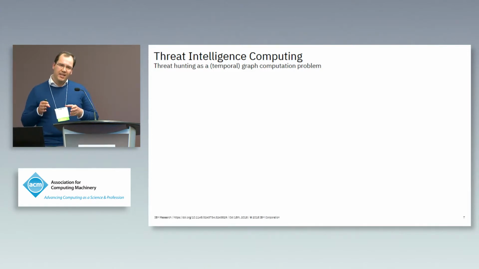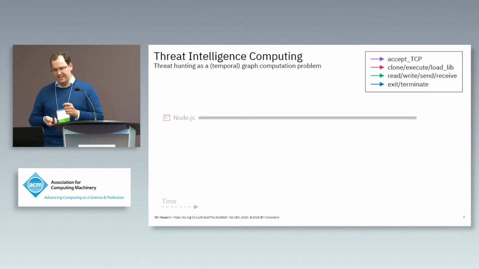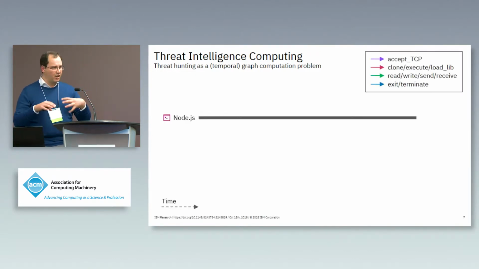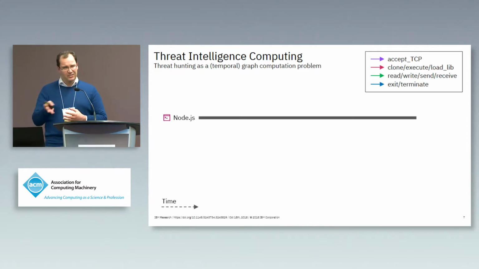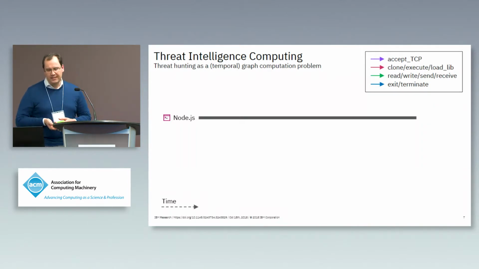So the key idea here is to recast threat hunting, the task of hunting for threats, as a temporal graph computation problem. So the key insight is that this brings a unique homogeneous representation that takes care of that heterogeneity of our different sources of data. So to give you an example, let's start with this host level computational graph that we depict here.